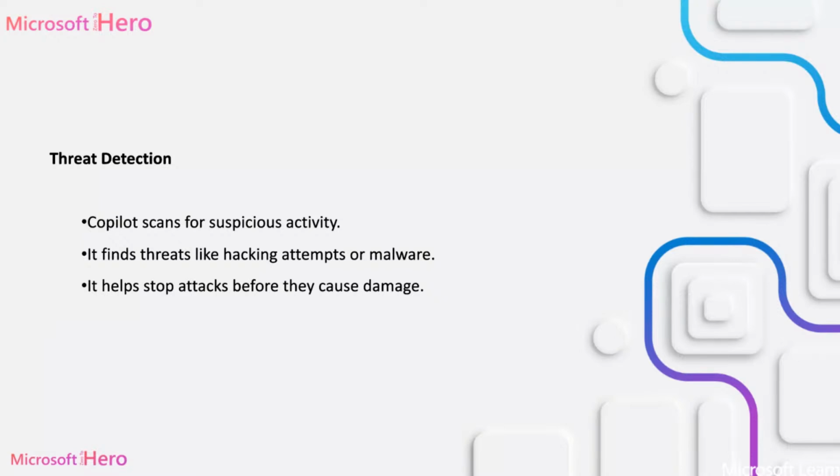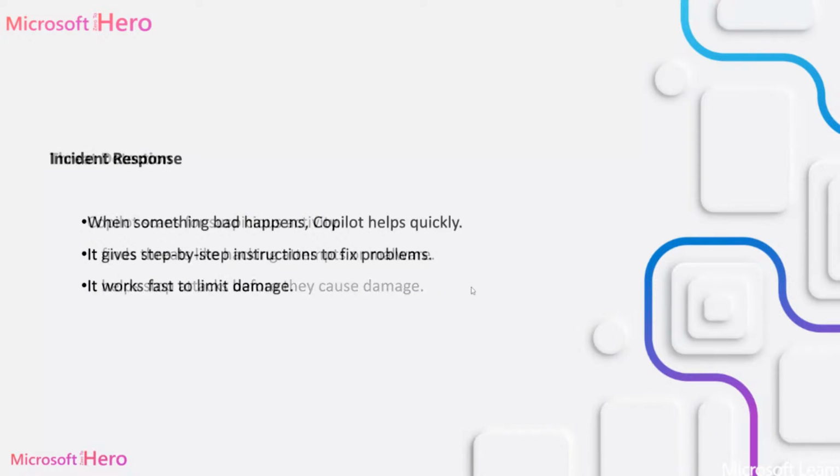This early detection can prevent bigger problems down the road, like a data breach or loss of information. With Copilot, you don't have to manually search for these threats. It does the hard work for you, keeping your system safe around the clock for your whole organization. It's very important.